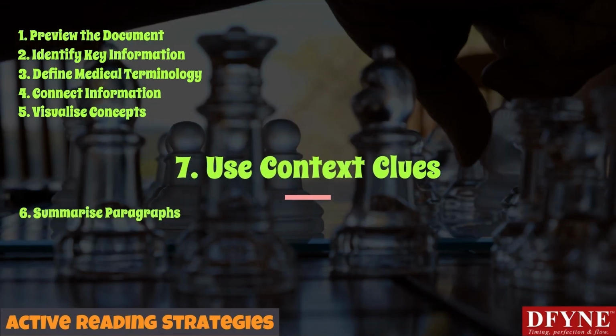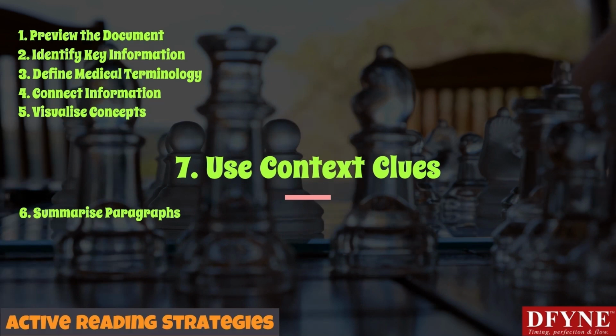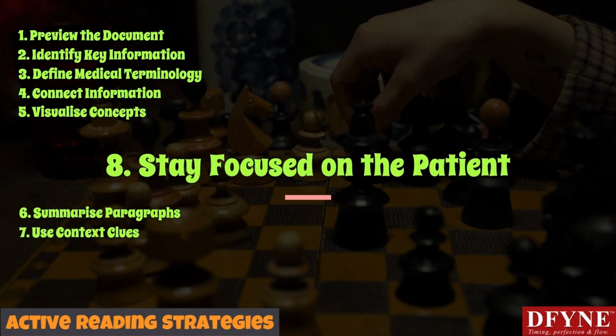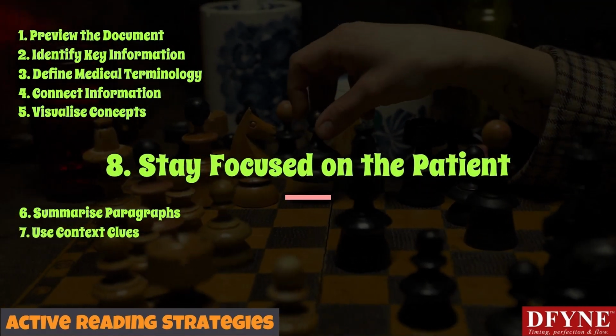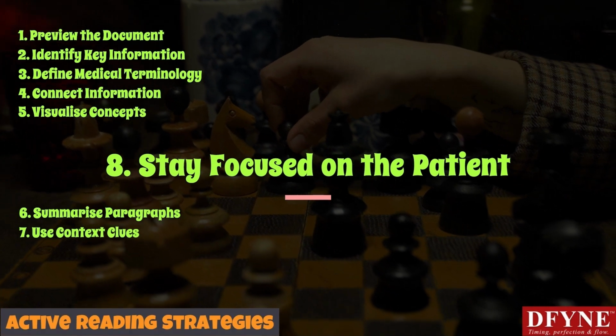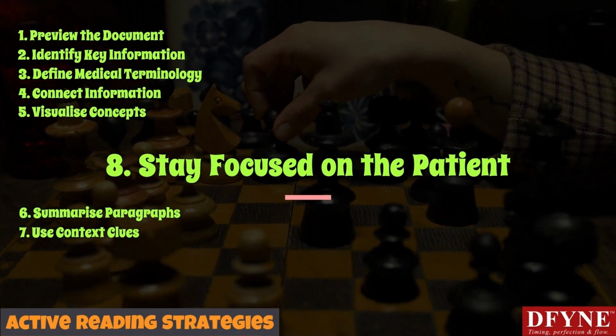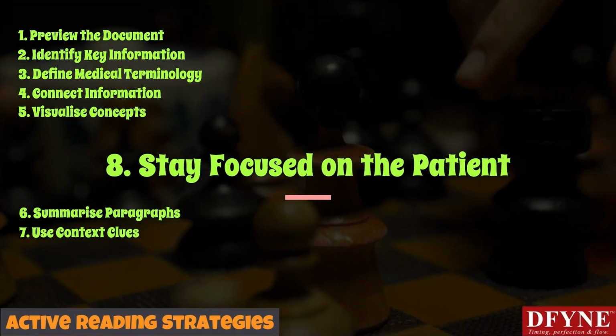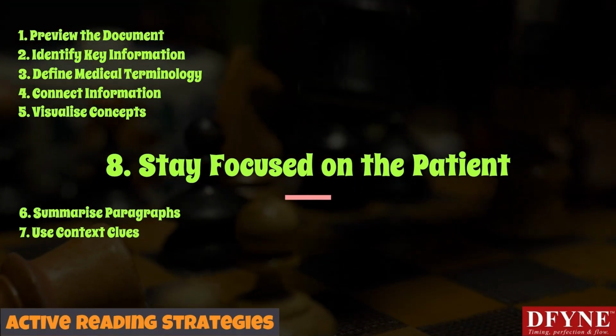Use context clues. Rely on context clues to decipher the meaning of ambiguous terms or phrases. The surrounding information often provides clues to the intended meaning. Stay focused on the patient. Keep the patient in mind throughout the reading process. Understand their journey from symptoms to diagnosis and treatment to maintain a patient-centered perspective.